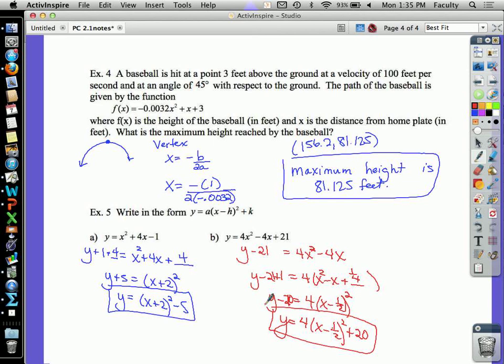All right, so I get y equals 4 times the quantity, x minus 1/2 squared, plus 20.